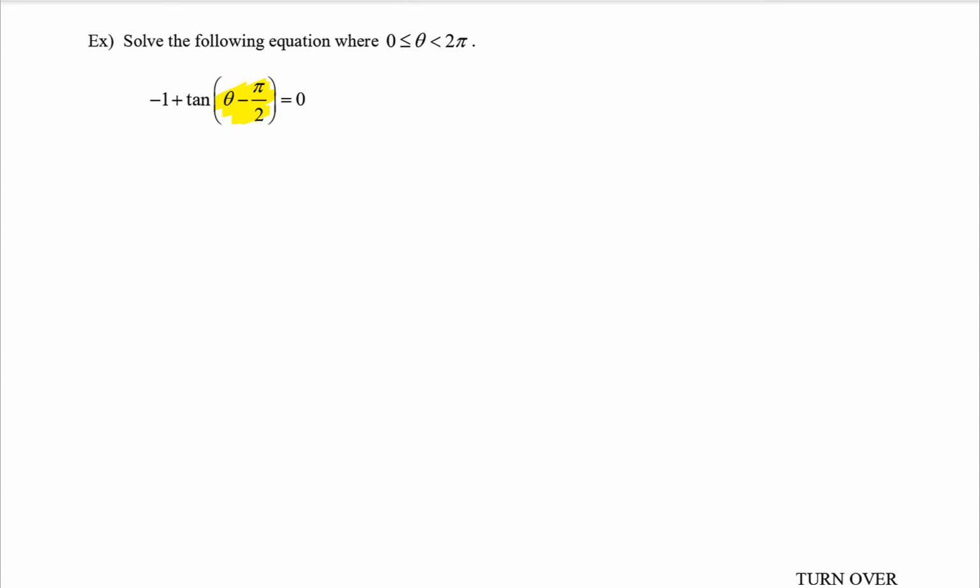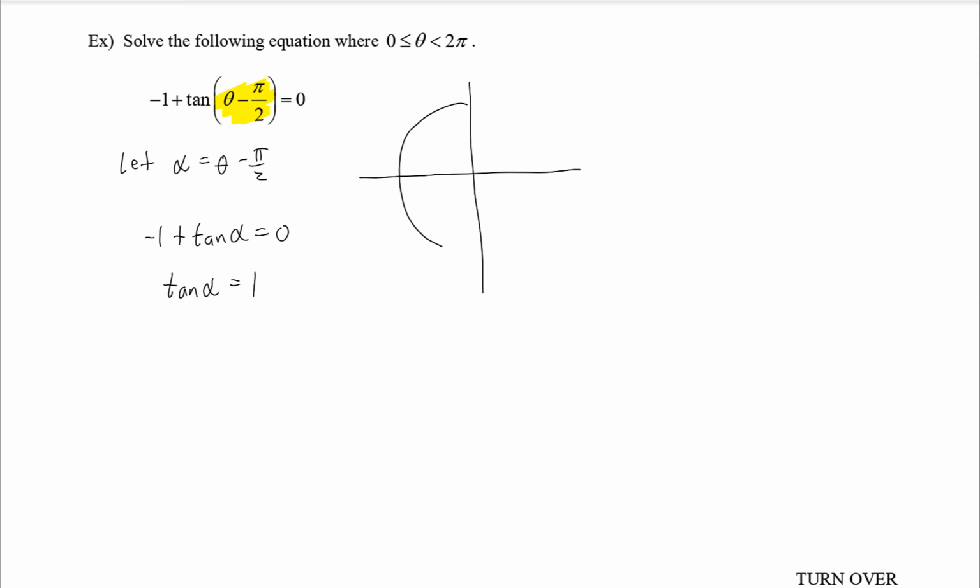So you can start out by simply saying let alpha be theta minus pi over 2. And then you just turn it into this equation, which is a little bit easier to solve. Tangent alpha equals 1. And we know that tangent equals 1 at pi over 4. So if you draw the circle here, we know that at pi over 4, tangent equals 1. And we know that at 5 pi over 4, tangent equals 1. Those are the 2 terminal sides where tangent equals 1.